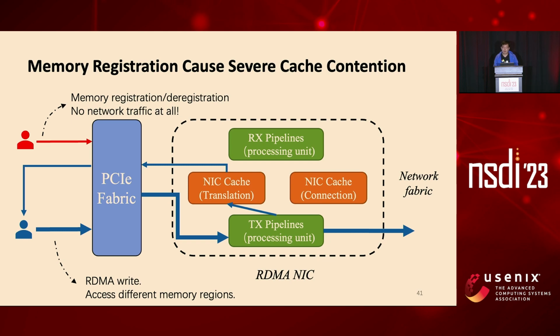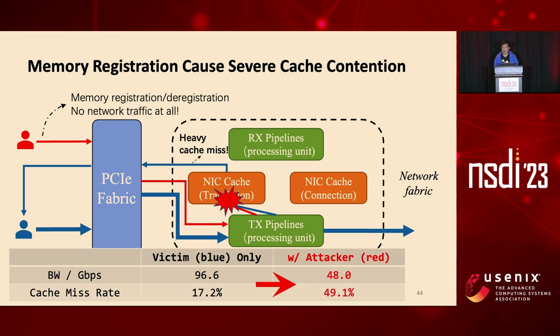Note, this red tenant does not send anything at all, so it consumes 0 bandwidth. But we observe that such memory registration and deregistration also need to access some translation data, so it frequently accesses some particular type of NIC cache. And in this way, it can cause that NIC cache to thrash and cause heavy cache misses, which ultimately causes the victim to suffer a severe performance drop.